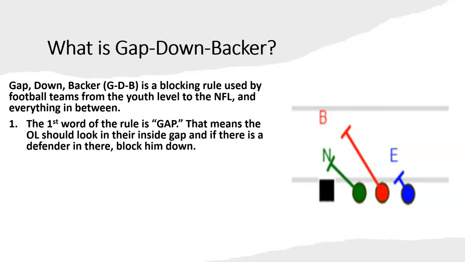The first word of the rule is gap. That means the OL should look in their inside gap. Look here at the diagram. And I've got a better diagram coming. And if there's a defender in there, they block him down. Okay, and down means toward the football. Let's say the football is right there.